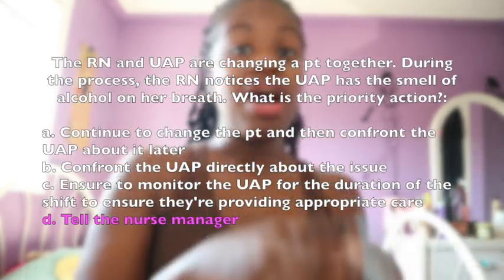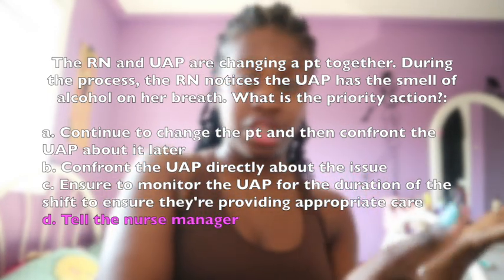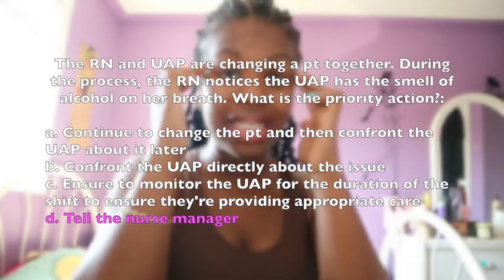Why? Because now the patient is in danger because of another employee, which is the UAP, because they have alcohol on their breath, which means that they were drinking, which means they're not in sound mind to provide safe, appropriate care to patients, right? At that point, because now the patient's life is in danger and other patients' lives are in danger too, we have to go up the chain of command and just report it to the nursing supervisor.